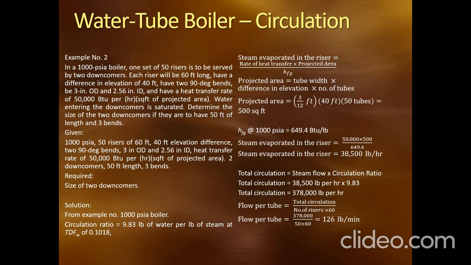So, the 60 is a conversion factor. So, 378,000 over 50 over 60 is 128 pounds per minute. This is what enters the riser.